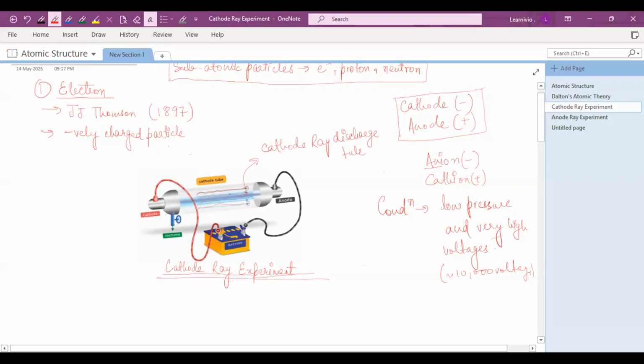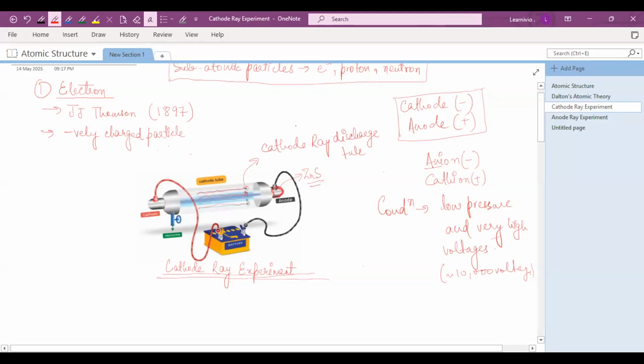How could he observe these rays? So here at the anode, he perforated this anode. Perforate means he made small holes in it. In the anode he made small holes. And behind the anode, he coated this glass wall with zinc sulfide.